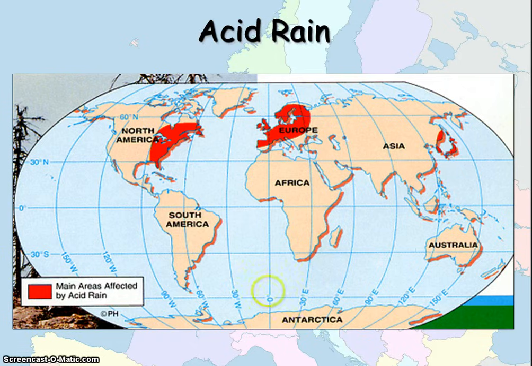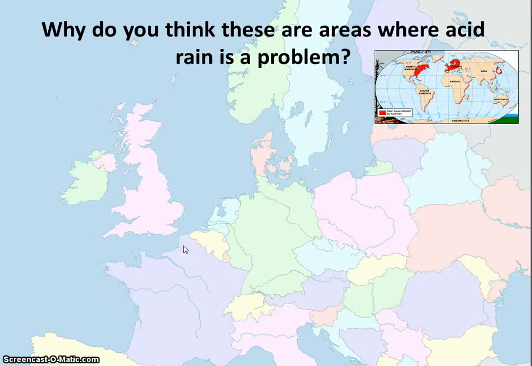Acid rain. This shows you some areas of the world that are affected by acid rain. You see North America and the coast. Not only are we affected here in Georgia, but all the way up the eastern coastline. Why do you think that might be? You also see here in Europe these areas, and I'll answer that question in a second.